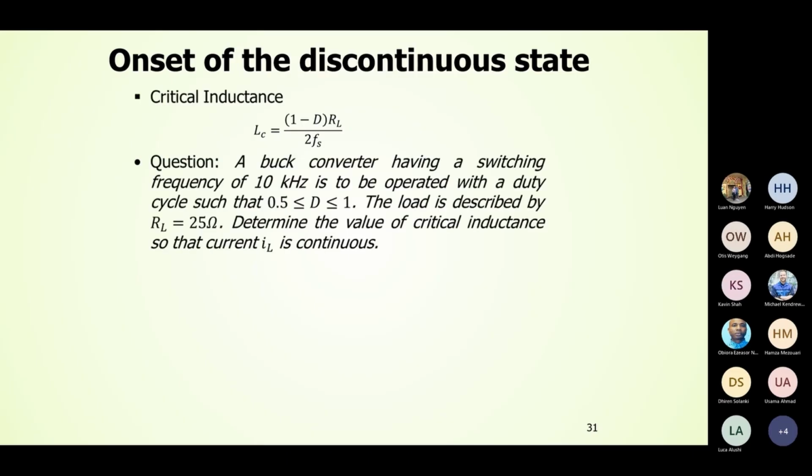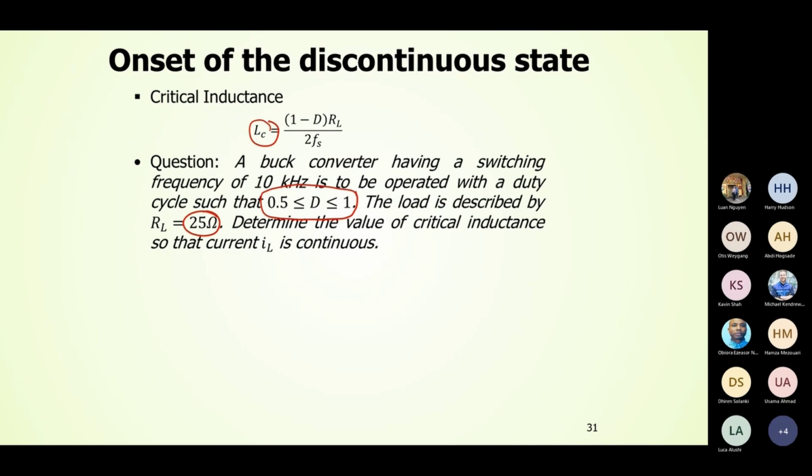So here, please be careful. Please carefully check how I solve this problem. So here in this question, what is asked? A buck converter having a switching frequency of 10 kilohertz is to be operated with a duty cycle between 0.5 and 1. The load is described by 25 ohm. Determine the value of the critical inductance so that the current is continuous. You see, up to this value, we are safe.